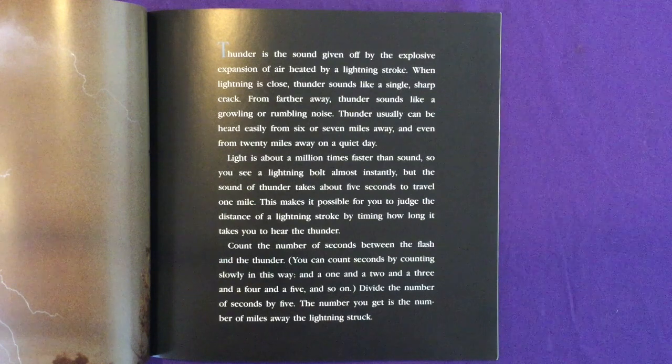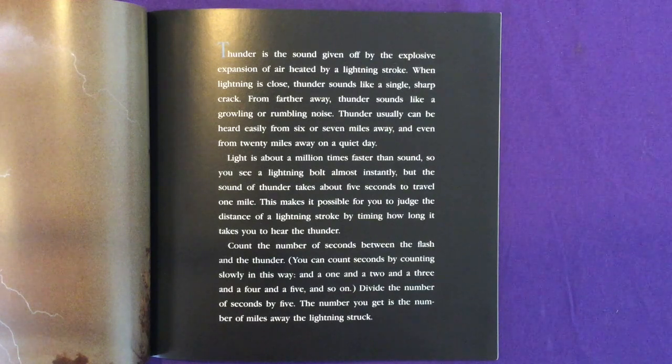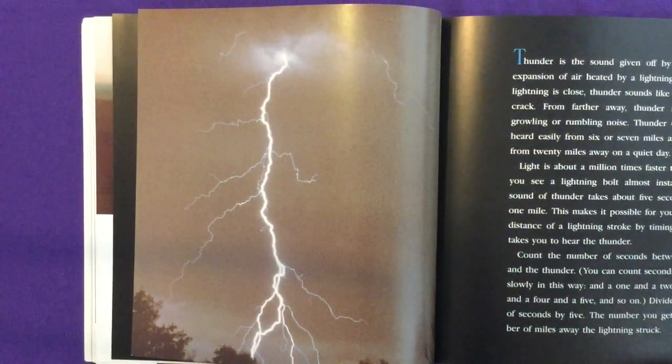Light is about 1,000,000 times faster than sound, so you see a lightning bolt almost instantly, but the sound of thunder takes about 5 seconds to travel 1 mile. This makes it possible for you to judge the distance of a lightning stroke by timing how long it takes you to hear the thunder. Count the number of seconds between the flash and the thunder. You can count seconds by counting slowly in this way: and a 1, and a 2, and a 3, and a 4, and a 5, and so on. Divide the number of seconds by 5. The number you get is the number of miles away the lightning struck.